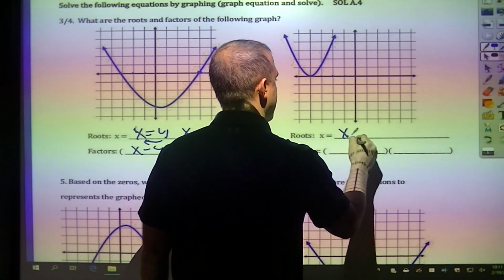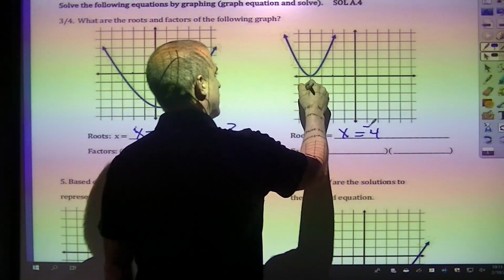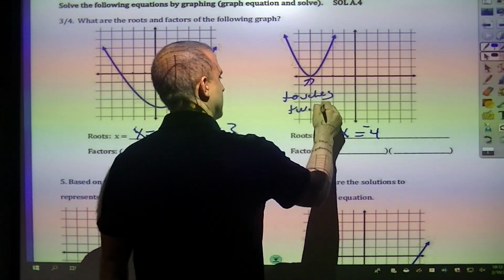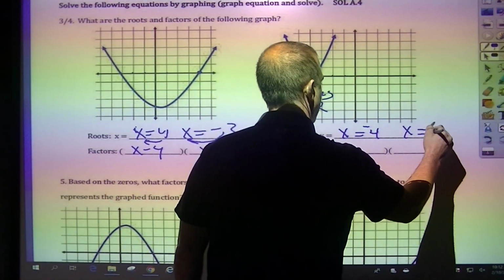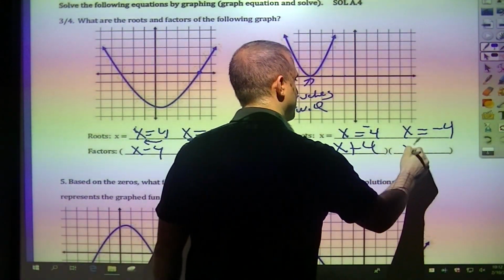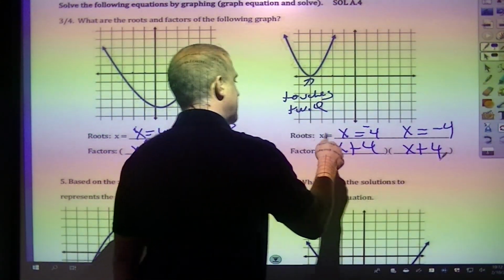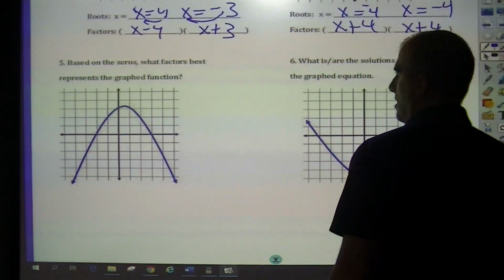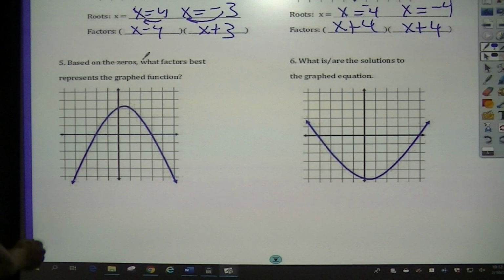So x equals -4. And since it just touches, I count it twice. Okay? So x equals -4, x equals -4. As factors, that would be x plus 4 and x plus 4. Remember, these are opposite signs as they come back.